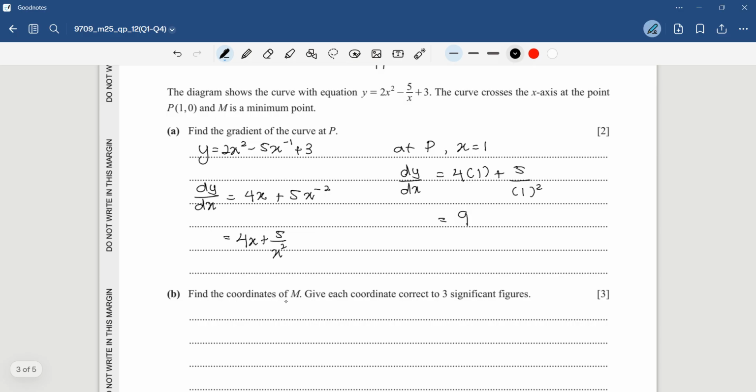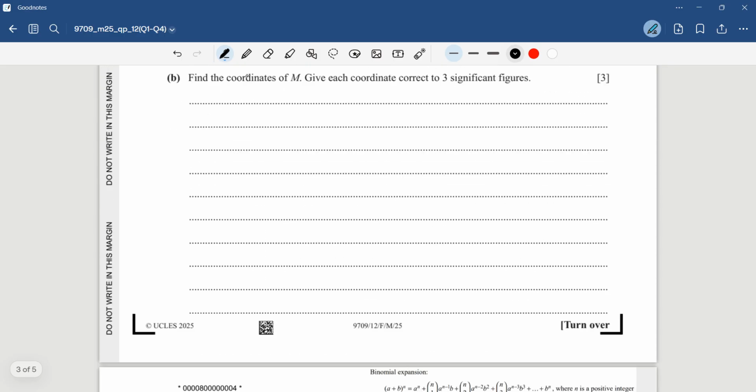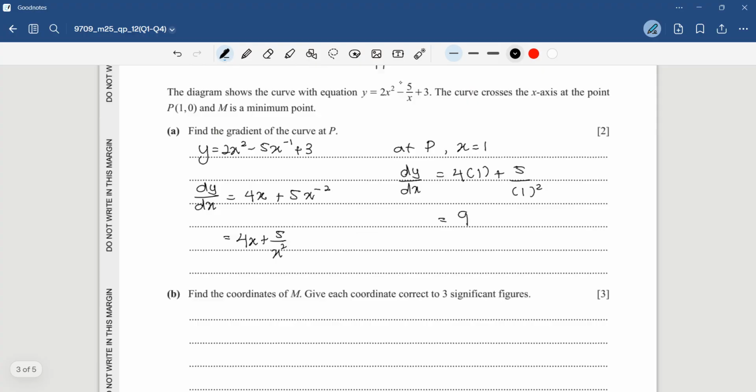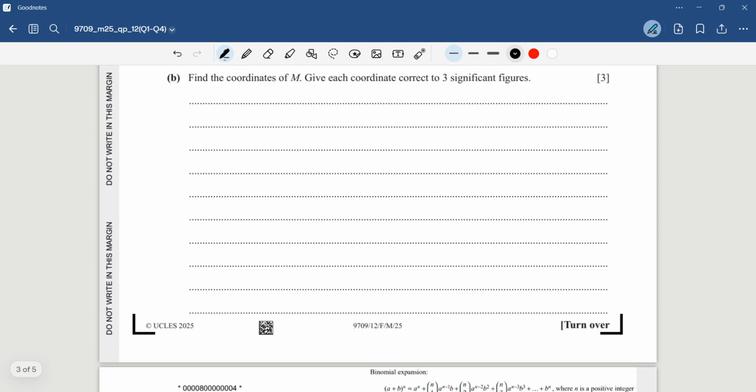Then for part B, find the coordinates of M, giving each coordinate correct to three significant figures. Make sure the final answer is to three significant figures. In order to find the M coordinate, you can take note here they said M is a minimum point. Whenever it is a minimum or maximum point, your dy over dx equals 0. Always remember this.